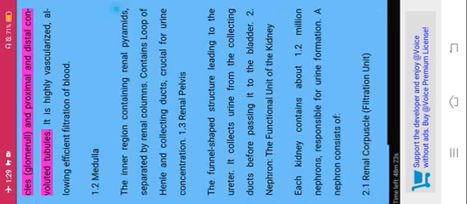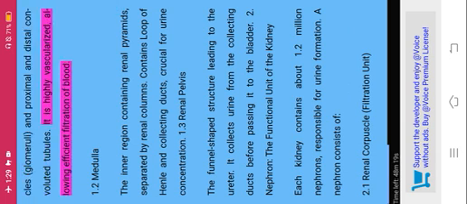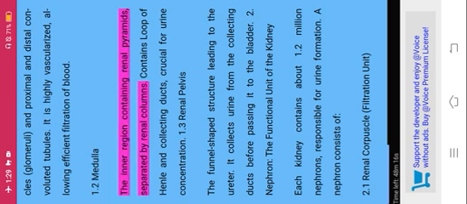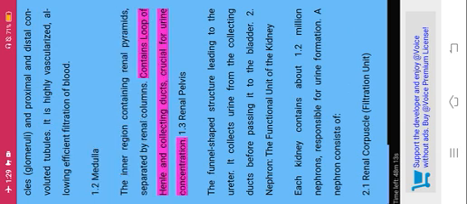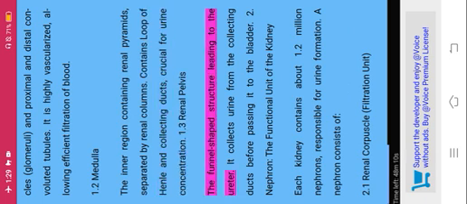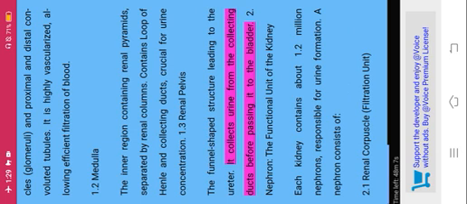1.1 Cortex. The outermost region containing renal corpuscles, glomeruli, and proximal and distal convoluted tubules. It is highly vascularized, allowing efficient filtration of blood. 1.2 Medulla. The inner region containing renal pyramids, separated by renal columns. Contains loop of Henle and collecting ducts, crucial for urine concentration. 1.3 Renal pelvis. The funnel-shaped structure leading to the ureter. It collects urine from the collecting ducts before passing it to the bladder.